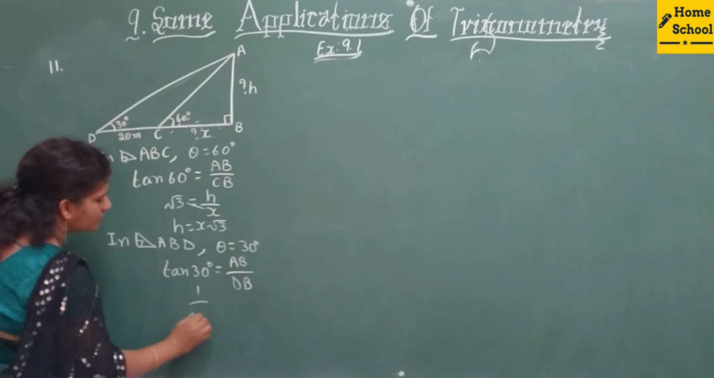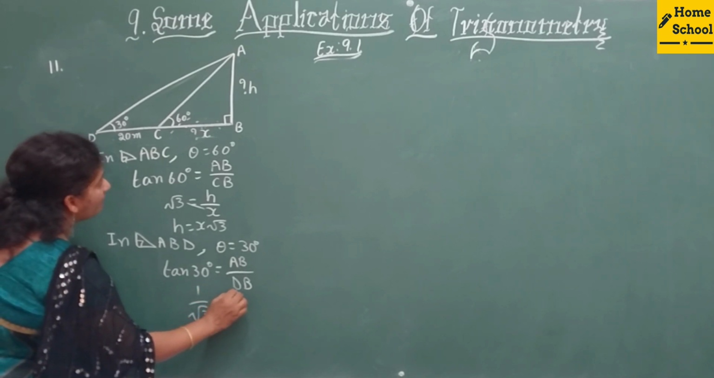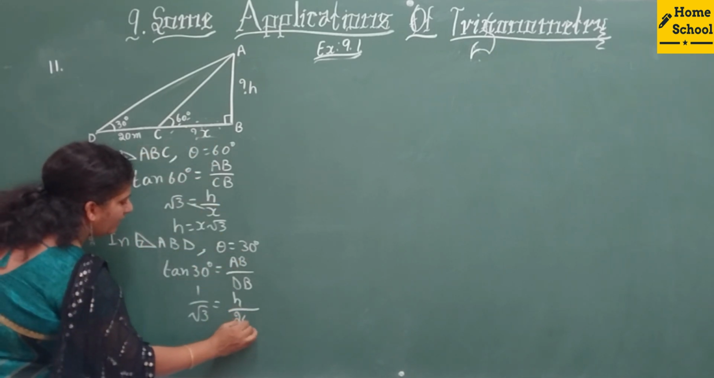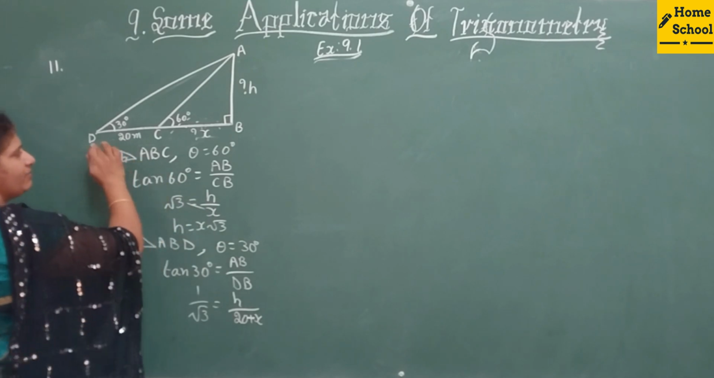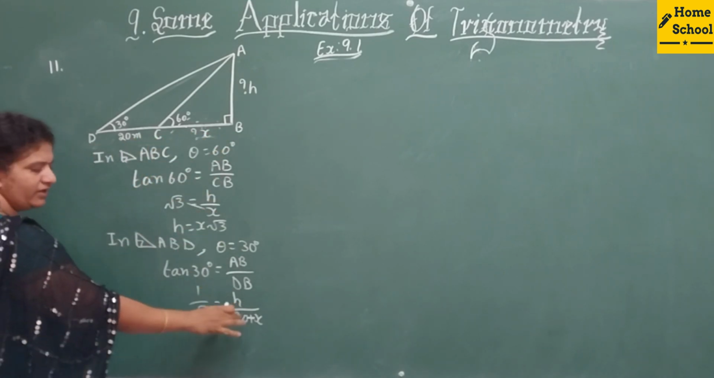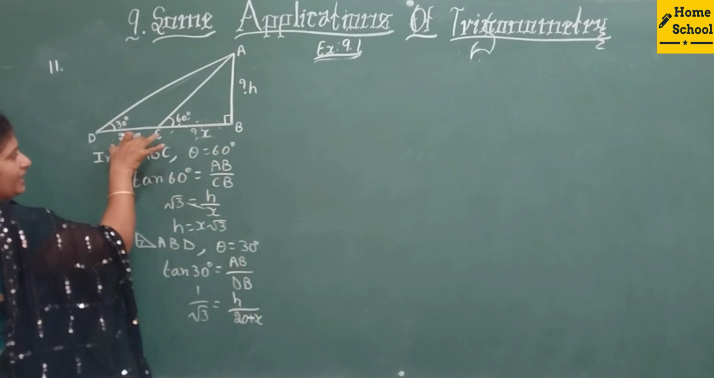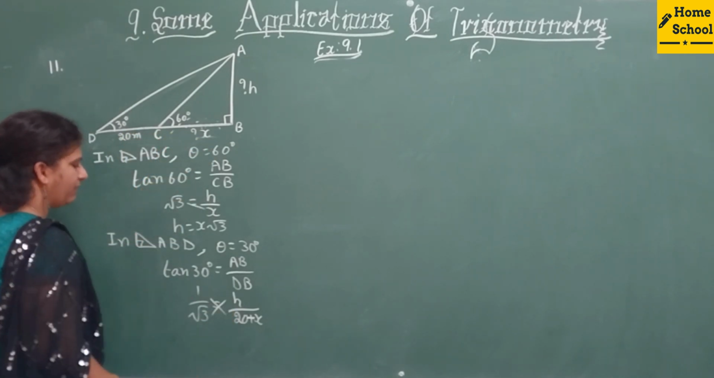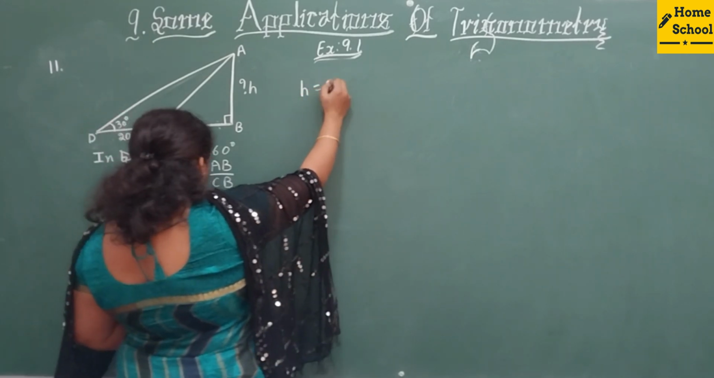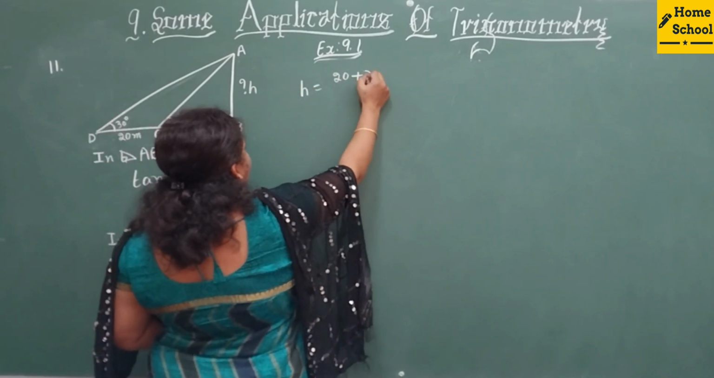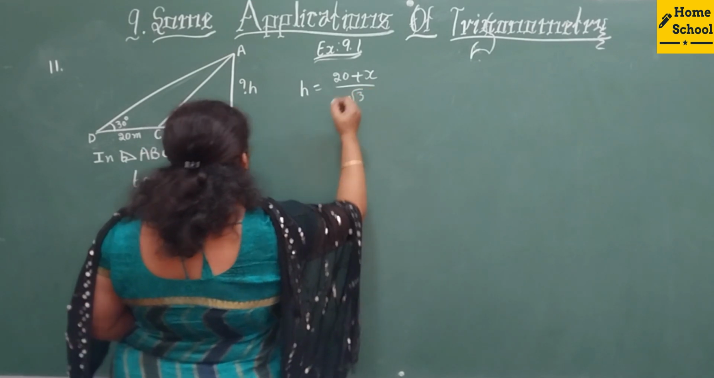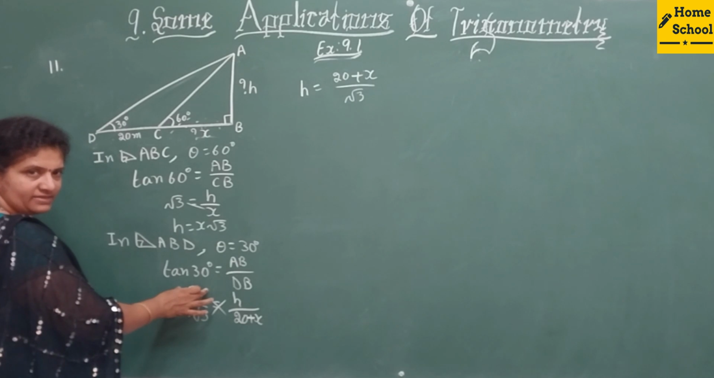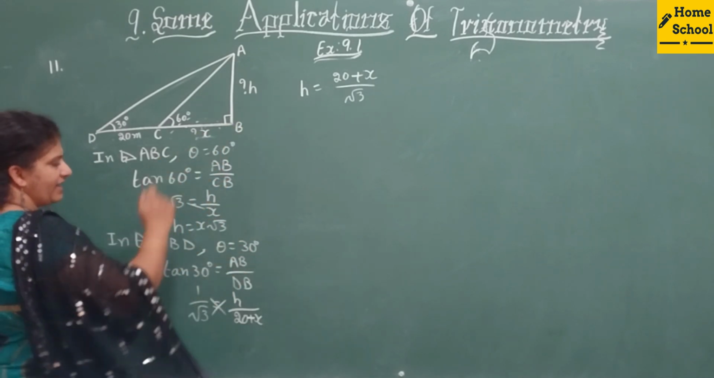Tan 30 value is 1 by root 3 and AB value is h. What is DB value? 20 plus x. DB means DC plus CB, right? If you want, you can write that also. Then DC value is 20 and CB value is x. Now cross multiply. h is equal to 20 plus x by root 3. Send the other side to the numerator and keep the rest as it is.